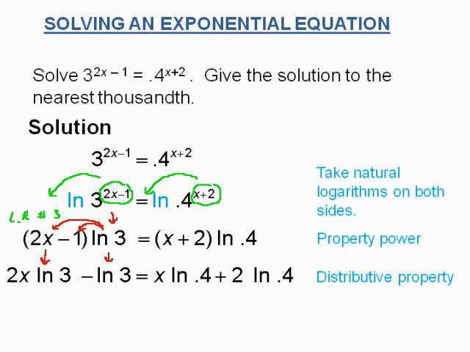And we're going to do the same thing with the natural log of 0.4 here. We're going to distribute that through both items here. And again, here's how it looks. x times ln4 plus 2 times ln4. So we are distributing here, ladies and gentlemen.